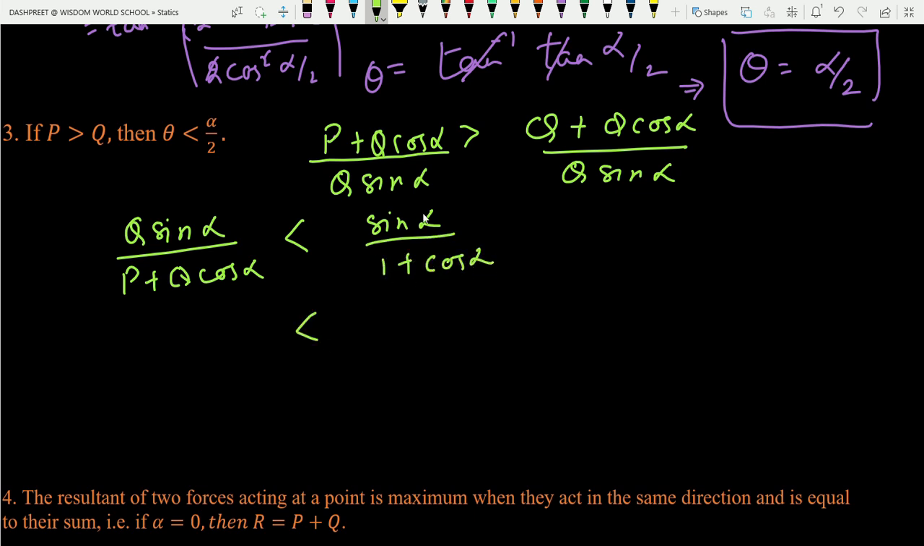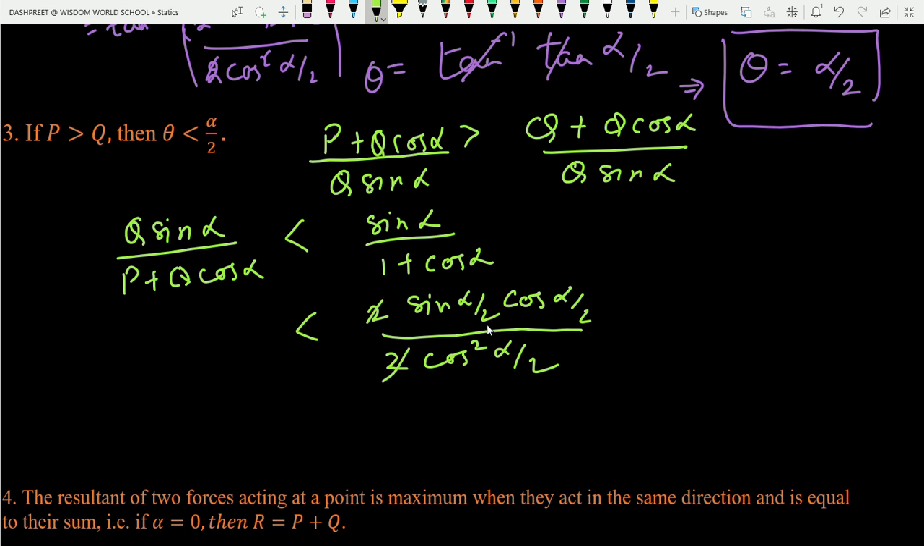Here this can be written as 2 sin alpha by 2 cos alpha by 2, and 1 plus cos alpha can be written as 2 cos square alpha by 2. So this gets cancelled, and we are left with sin alpha by 2 over cos alpha by 2, that is tangent alpha by 2, and this is the formula for tangent of theta. So in both the cases, we get theta is less than alpha by 2.